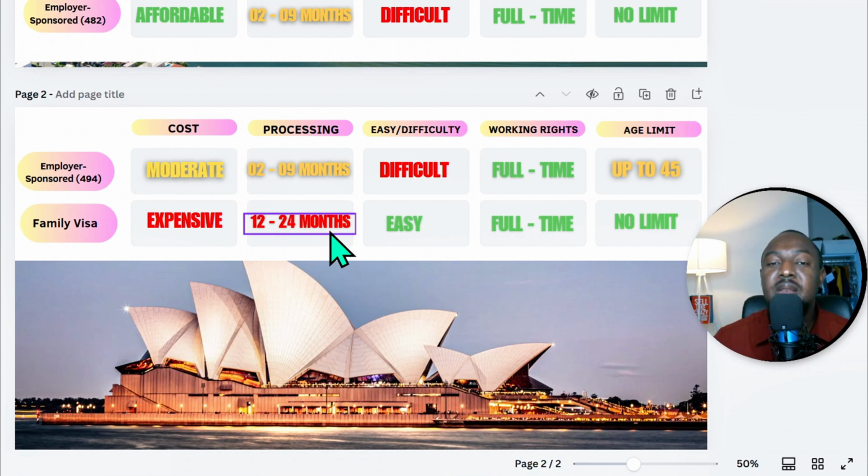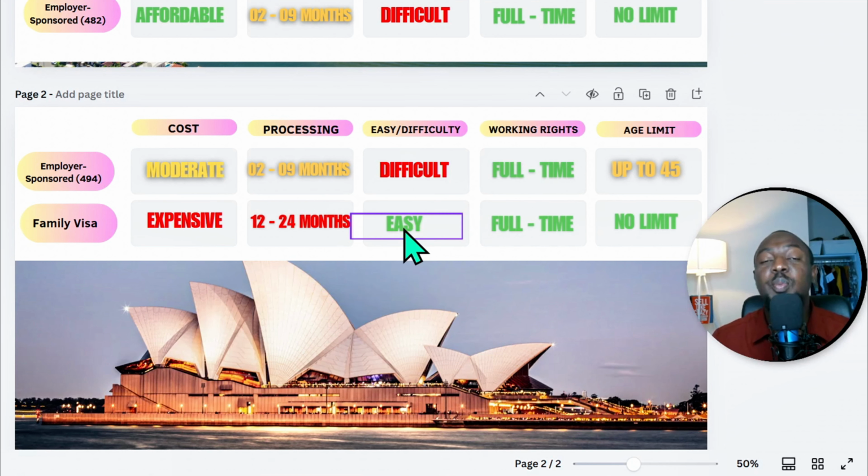Okay. And difficulty, this is very, very easy. So this all depends on your sponsor, the Australian permanent resident or citizen that is sponsoring you for you to come and join them. It's very, very easy. Once you can prove that your relationship is genuine with this person and continuing, then there shouldn't be any problems when applying for the visa. And working rights, you are coming here straight away.